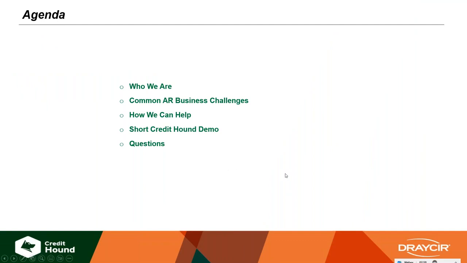But just to give you a little bit of an agenda, I'm just going to explain a little bit about who we are as a business, where Credit Hound has come from. And then I'll move on to some common accounts receivables challenges that you as businesses are very likely experiencing yourselves. Then I'll come on to how we can help solve those challenges. And then the fun part, I'll actually show you a Credit Hound demonstration so you can see it in action and how it will work. And as I said, we'll have some time for questions at the end as well. So I think all in all, this session should last around 30 minutes.